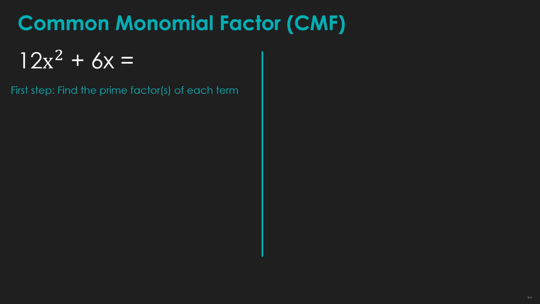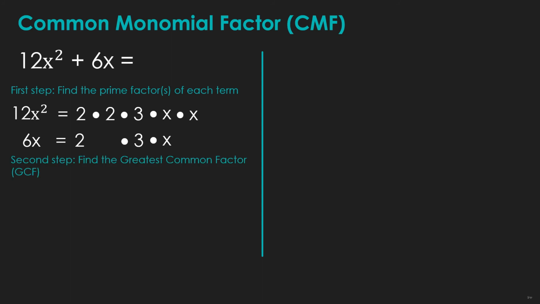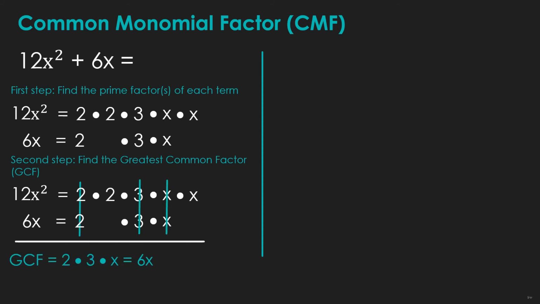Again, we start on determining the prime factors of each term. Thus, for 12x squared, the factors are 2, 2, 3, x, and x. While for the second term, 6x, the prime factors are 2, 3, and x. Notice that I already aligned each common factor because obviously we will put a vertical line on them to get our GCF. And so, going to the next step, we see 3 common factors. Thus, the GCF is the product of these 3 common factors 2, 3, and x, which is equal to 6x.